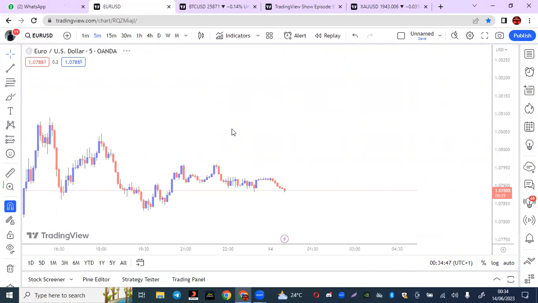So let's talk about pips now. EUR/USD, for pips, let me do a buy and sell scenario so that we can calculate the pips and do a practical class now.